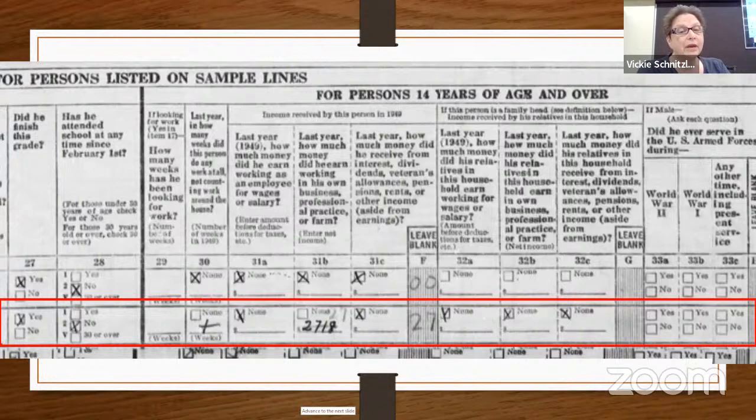So not a lot of money. And that was last year. So that was for the year of 1949. That's what he took in for the farm. Not a lot of money. Yeah, true.